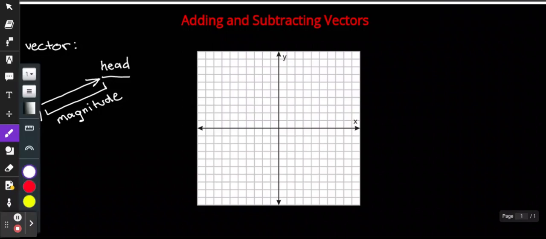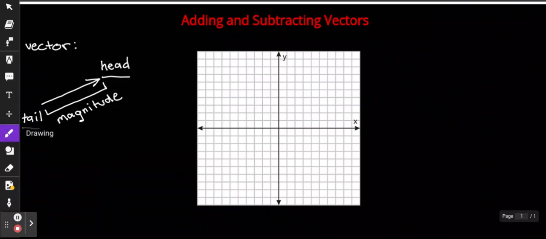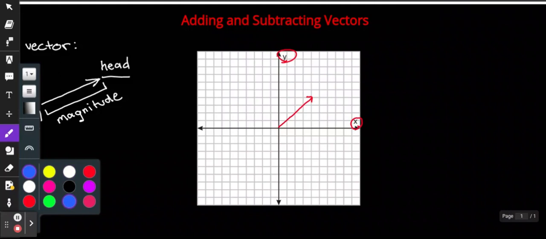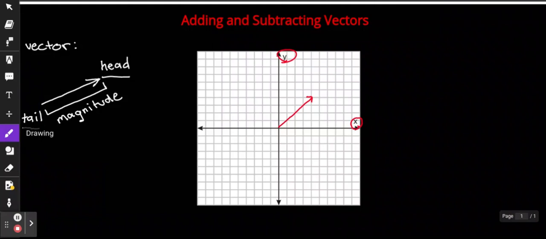If we drew a vector on a graph, like so, we would be able to break up this vector into components, which are x and y components. So if I wanted to break up this vector into its x component, I would draw the horizontal part of the vector. In this case, the horizontal is 1, 2, 3, 4 units to the right. That's the x component. And the y component is 1, 2, 3, 4 units up.